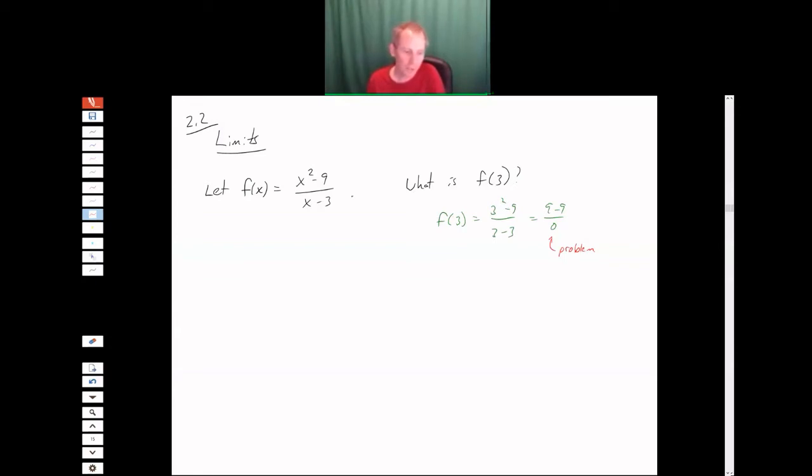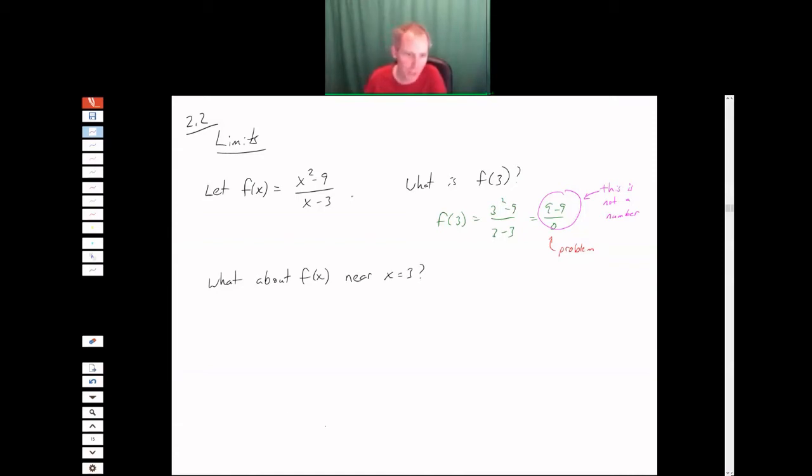Okay, but the real problem is, when you divide by 0, you don't get a number, okay? So if I have a quantity divided by 0, this is not a number. So I don't really have a value for f of 3. 3 is not in the function's domain. All right, that answers that question. So what happens near 3? What about f of x near x equals 3?